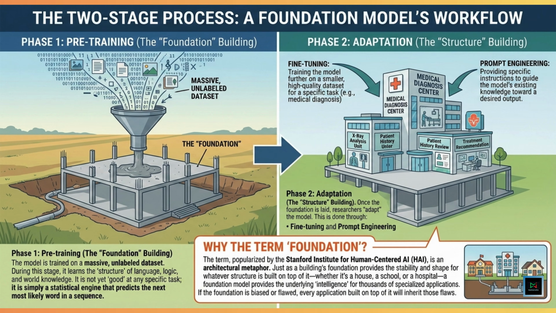The term, popularized by the Stanford Institute for Human-Centered AI, HAI, is an architectural metaphor. Just as a building's foundation provides the stability and shape for whatever structure is built on top of it, whether it's a house, a school, or a hospital, a foundation model provides the underlying intelligence for thousands of specialized applications. If the foundation is biased or flawed, every application built on top of it will inherit those flaws.